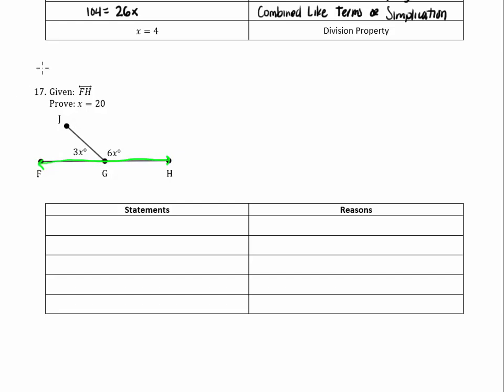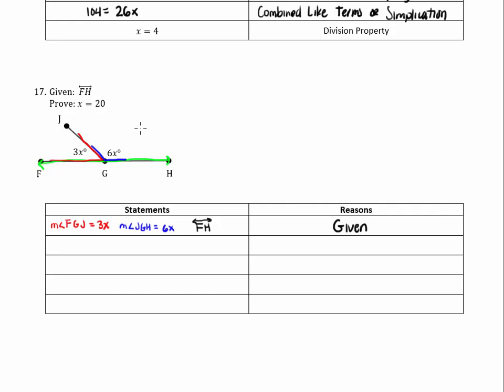So it also tells us here, based on the picture, that angle FGJ is 3x. So I'm going to write that down here. The measure of angle FGJ is equal to 3x. And the measure of angle JGH, right here, is 6x. And then it tells us that FH is a line. Okay? All of that is our given information.